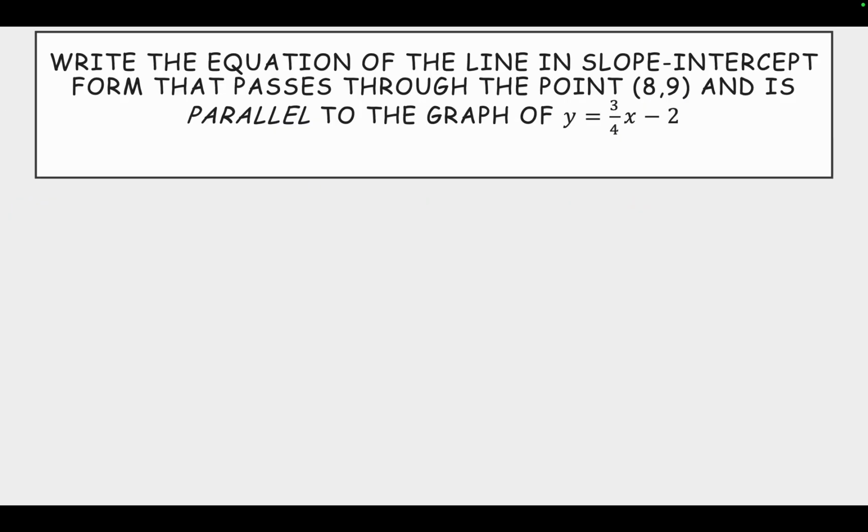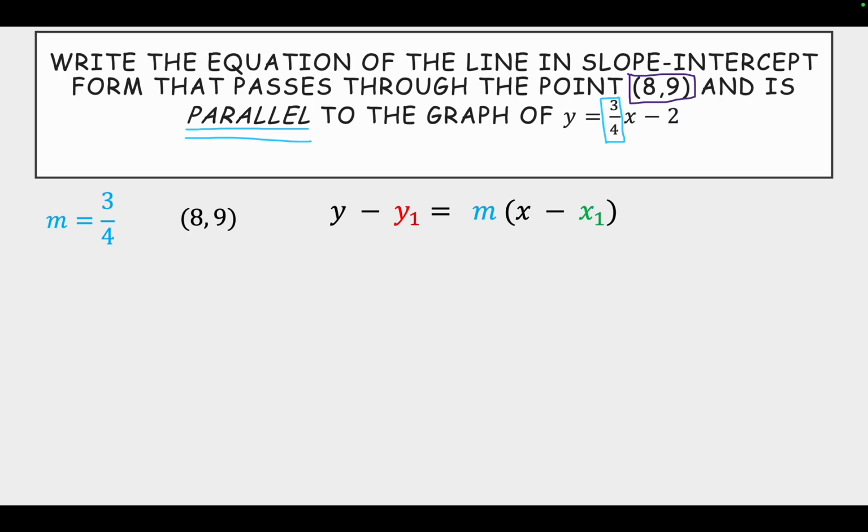Write the equation of the line in slope-intercept form that passes through the point (8, 9) and is parallel to the graph of y equals 3 over 4x minus 2. When we think of this equation, identifying the slope is important. Parallel, we're going to have the same slope. So if it has to be parallel, we know we're going to use the slope of 3 over 4. If it has to go through the point (8, 9), well, now we have a slope and a point. We can use our point-slope formula.